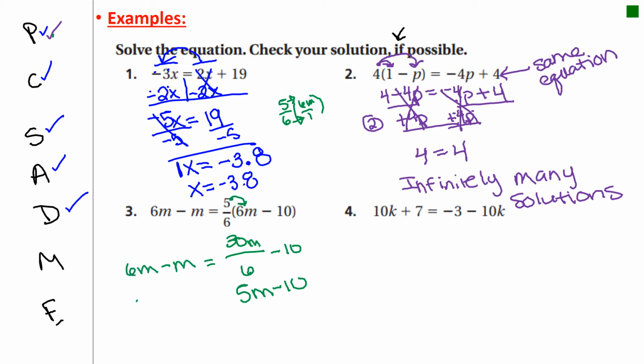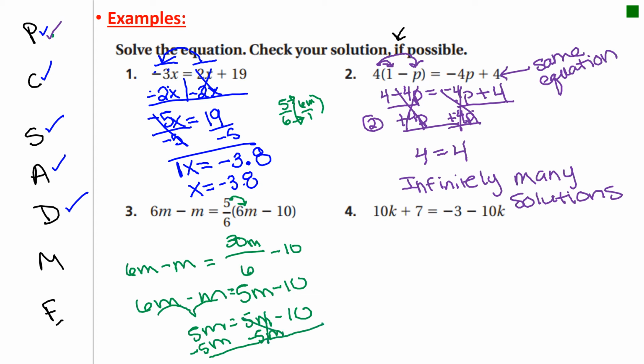Just rewriting my other side because I didn't do anything with it. All right, now we're ready to combine like terms on the same side, which this side does have. 6m minus m is 5m. Now we're going to combine like terms on opposite sides. I'm going to take away this 5m on this side because I need that 10 all by itself, that negative 10. All right, that cancels out.